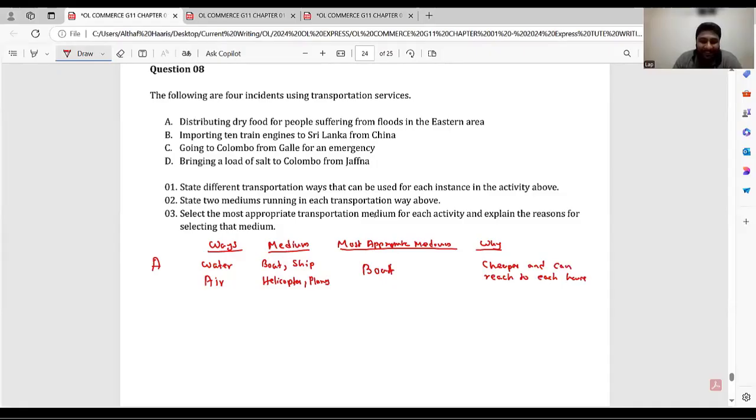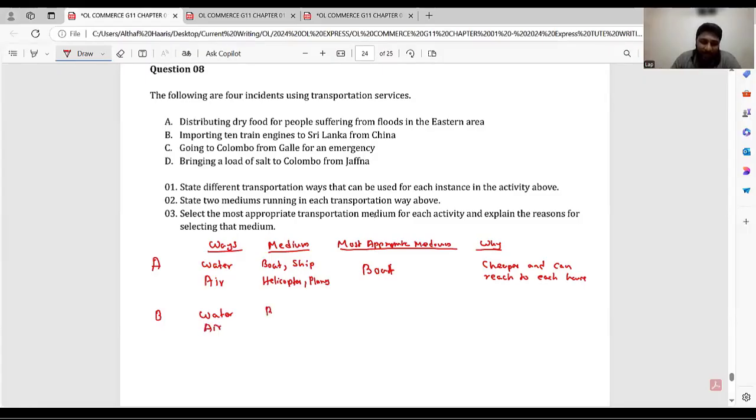B. Importing 10 train engines to Sri Lanka from China. Water. Sri Lanka people, since it is an island, we can't go by road option. At some place, it should be either air or water. Either air or water, because we are an island.